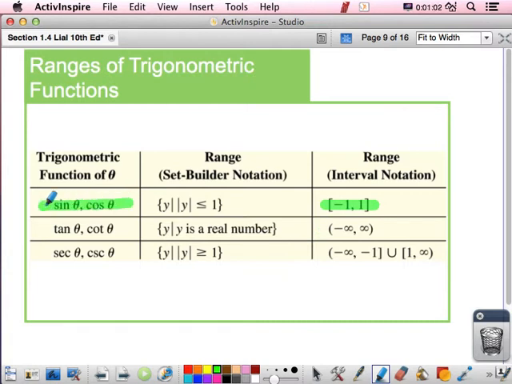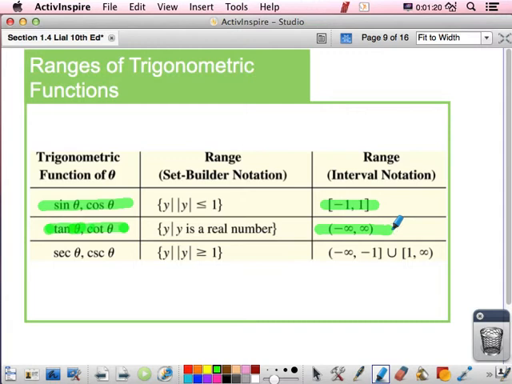Now, tangent and cotangent, they're the nice ones. They can be anything at all. You could get 1,000, you could get 0.001, you could get -7. Tangent and cotangent can be anything at all. So they go from -infinity to infinity.